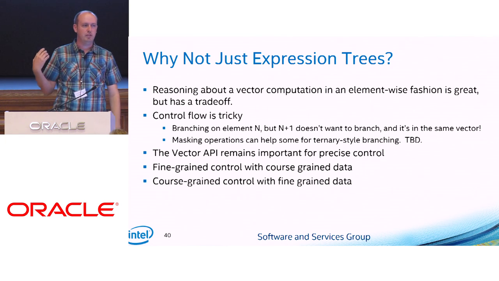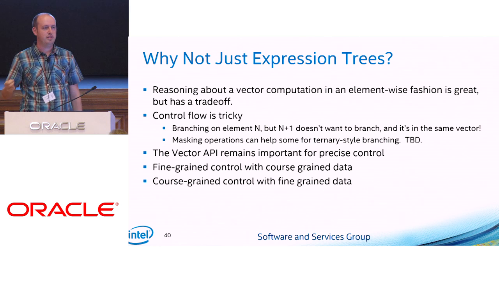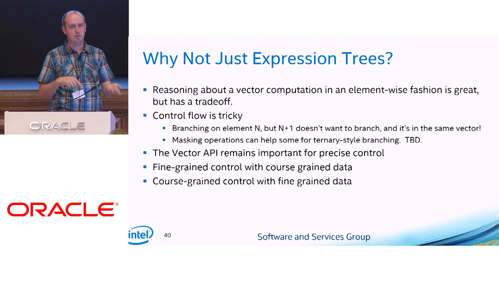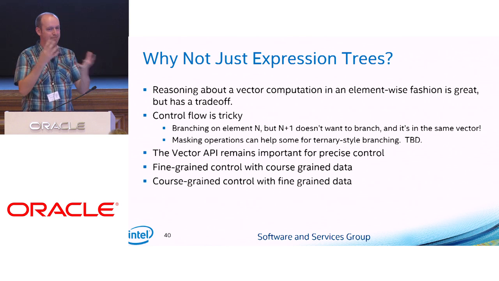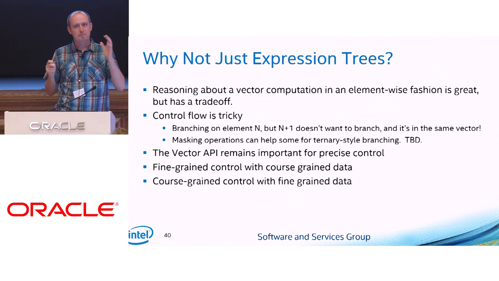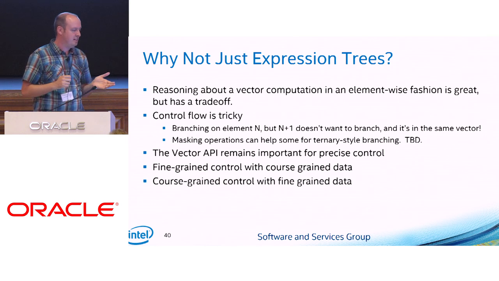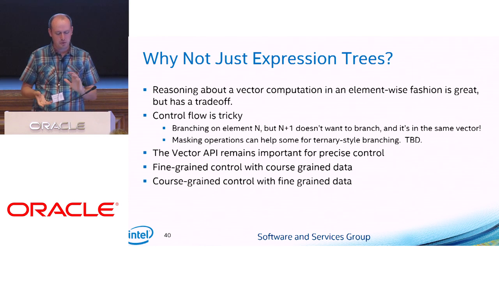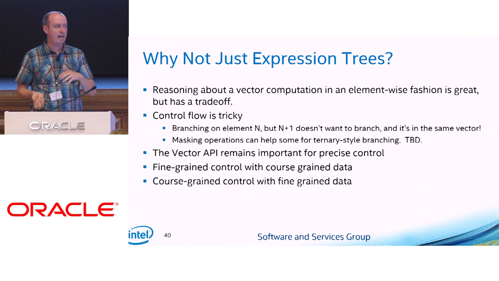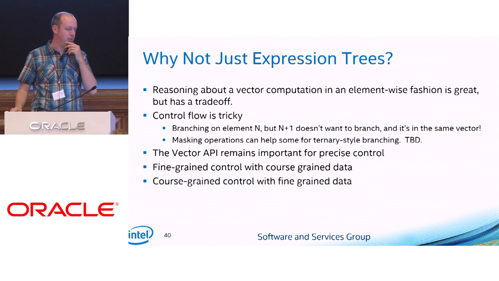If you're reasoning about lane-wise operations and you want to begin branching based on one, but that one lives in a vector with another one that doesn't want to branch, you now have this kind of, oh gosh, what do I do? So you have to make a choice. So the vector API, as stated earlier, gives you more high-level branching possibilities.